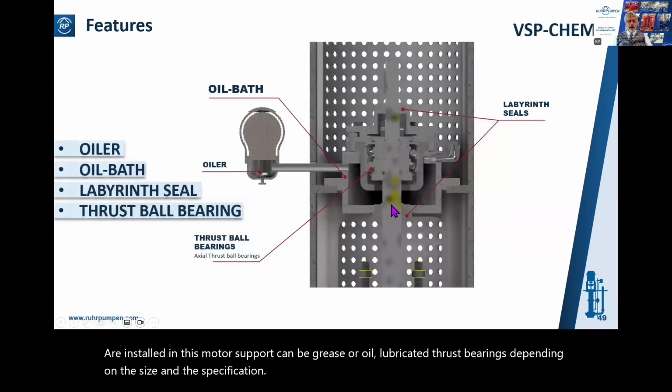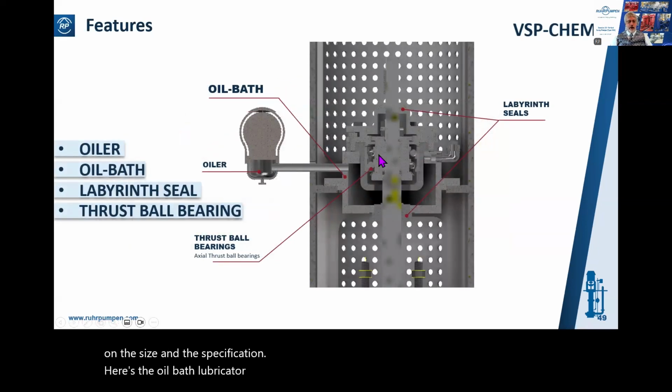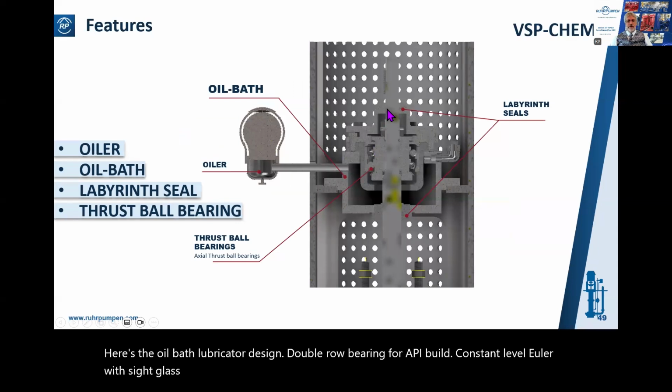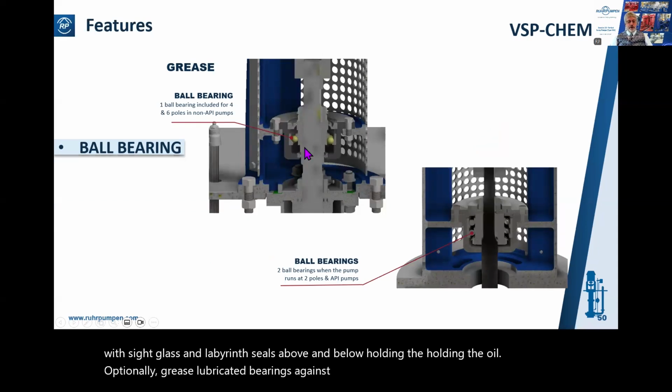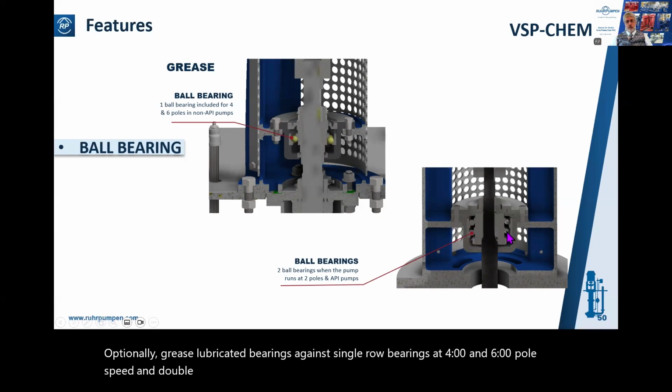Here's the oil bath lubricated design. Double row bearing for API build, constant level oiler with sight glass, and labyrinth seals above and below to hold in the oil. Optionally, grease lubricated bearings. Again, the single row bearings at 4 and 6 pole speed, and double row at 2 pole speed, and all API build pumps.